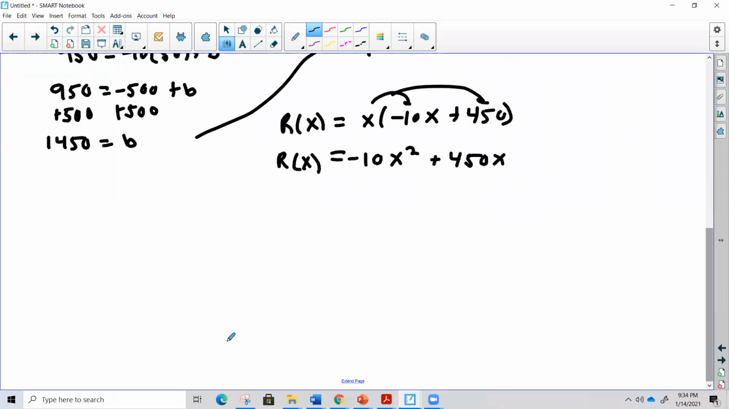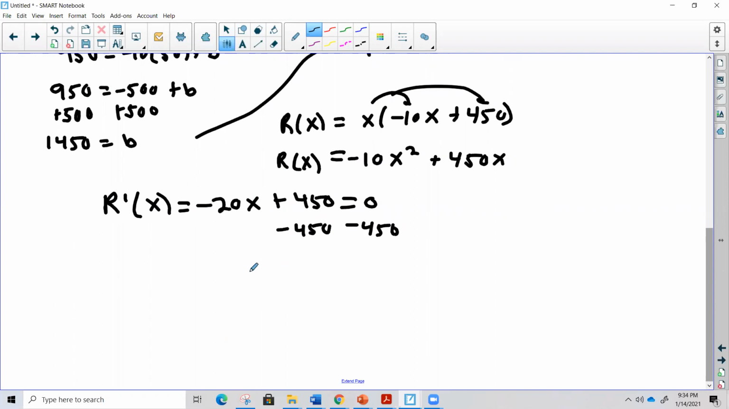Because I am trying to look for the max, I am going to take the first derivative and set it equal to 0 to find the critical point. So this is negative 20x plus 1450. I'm going to set that equal to 0. So I would subtract 1450 from both sides, and I'd get negative 20x equals negative 1450. I would divide by negative 20.